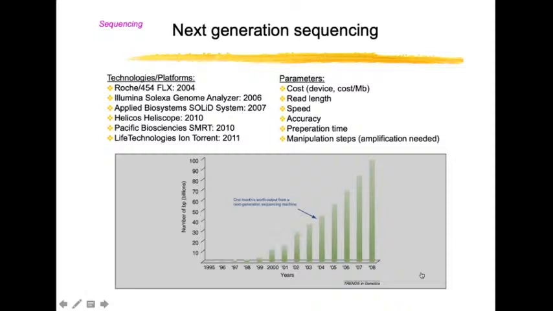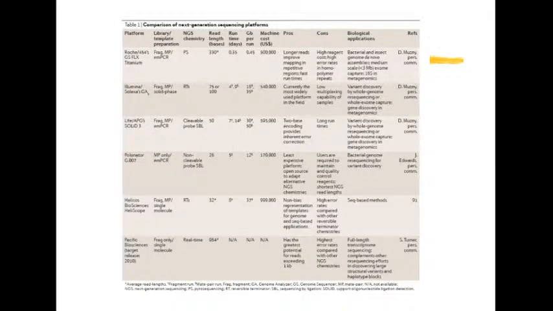In next generation sequencing, you have various technology platforms like Roche, Illumina, Applied Biosystems, Helicos, which have various parameters you have to check, like cost, read length, speed, accuracy, and preparation time. In 2004 is the one month worth output of the next generation sequencing machine. By 2004, there's a drastic increase in the number of base pairs per billion for next generation sequencing.